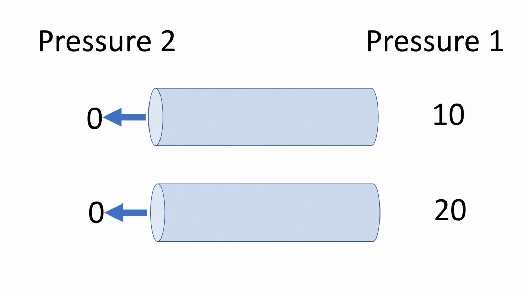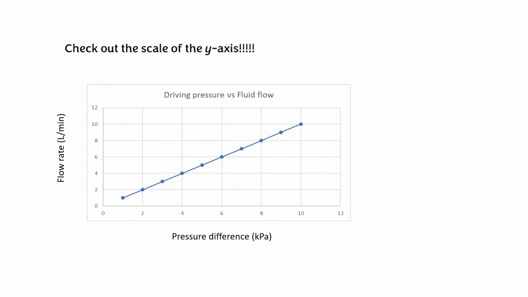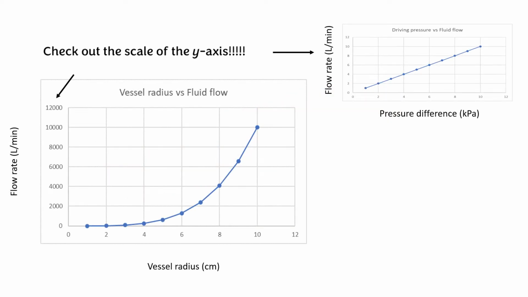The driving pressure is directly proportional to forward flow, and the relationship is linear. The radius of the vessel is also directly proportional to forward flow. The wider the vessel, the greater the rate of flow. But this relationship is exponential. Blood flow is proportional, not to the radius of the vessel, but to the fourth power of its radius. Tiny changes in vessel diameter can cause huge changes in blood flow.